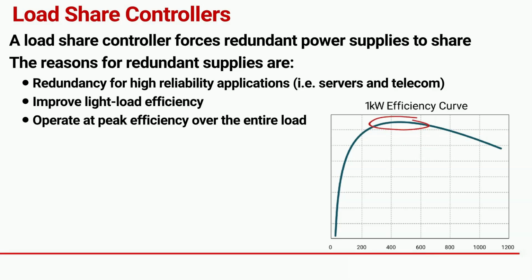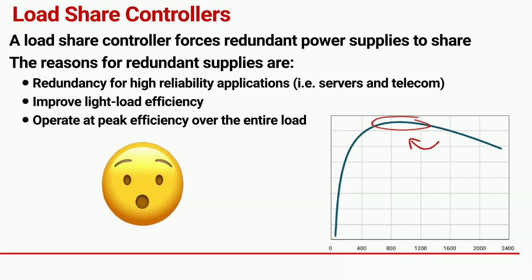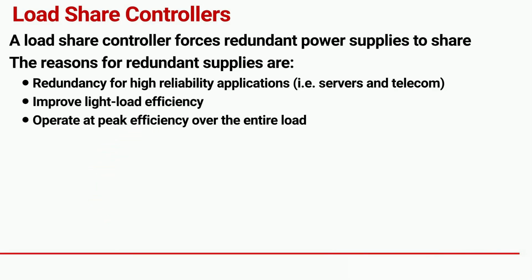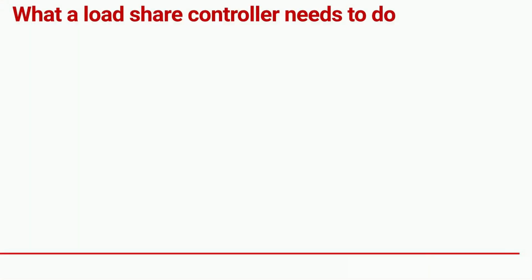If the system demands 800 watts of power, the advantage of redundant power is that by enabling a second power supply, both can operate at peak efficiency, assuming they share perfectly. And that is where load share controllers come in. What a load share controller needs to do is to force sharing.